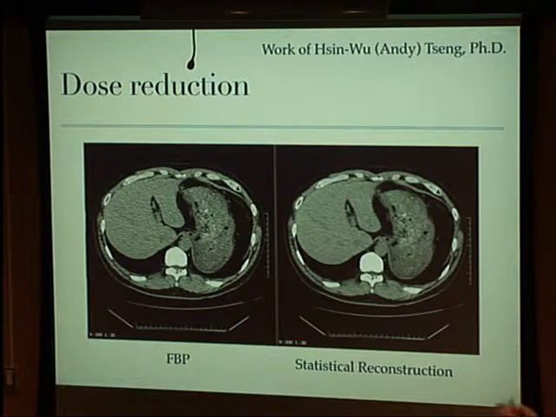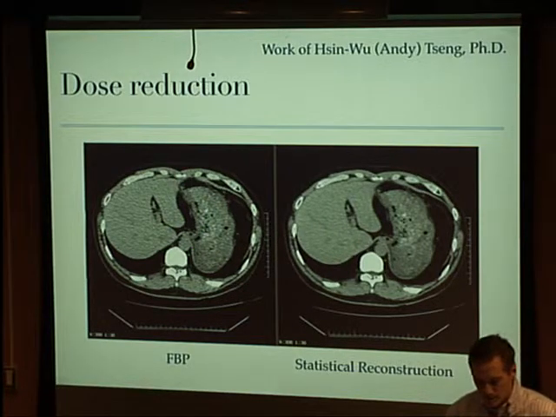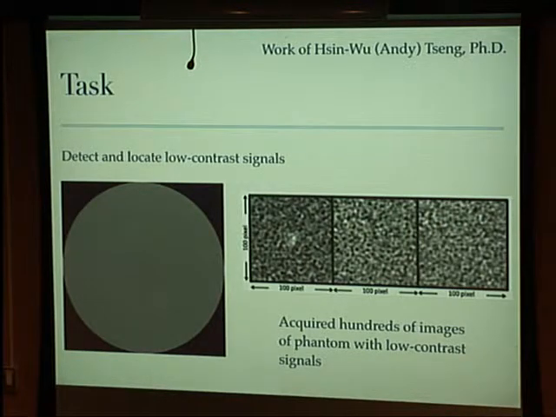Now, I say that, but in a lot of cases, people would leave this and say that's enough. But what we are really trying to do is be quantitative about it and ask how much better this statistical reconstruction is compared to the filtered back projection. Okay, so let's talk about the task. The task here was a simplified task, and I'll talk about some of the limitations of that in a bit. But our goal was to detect and locate low contrast signals.